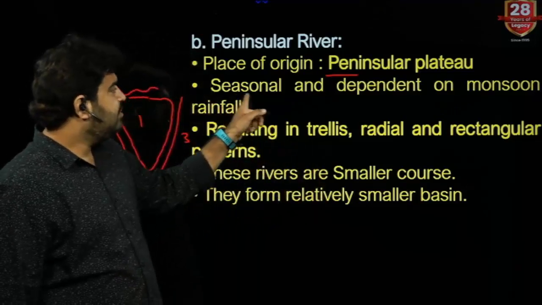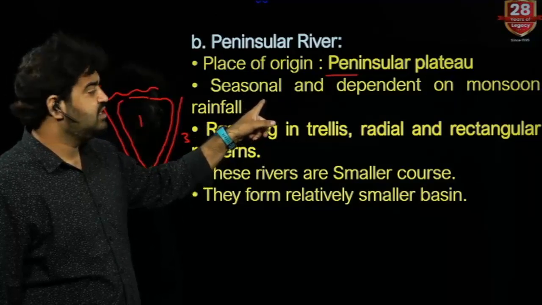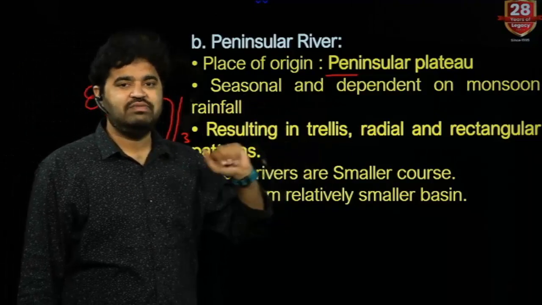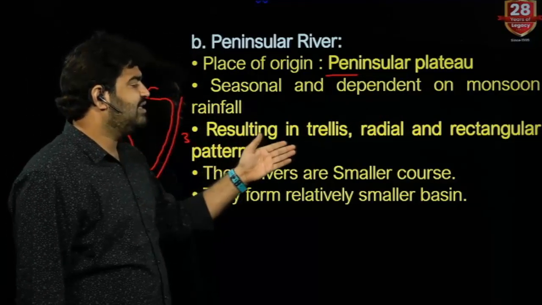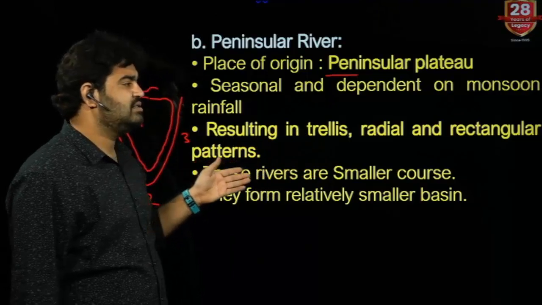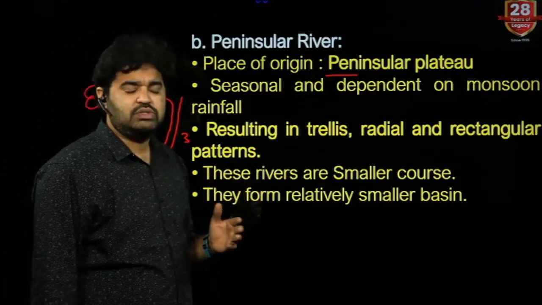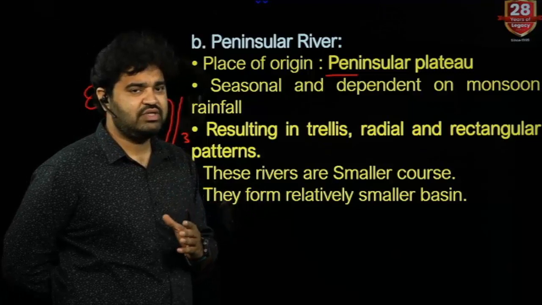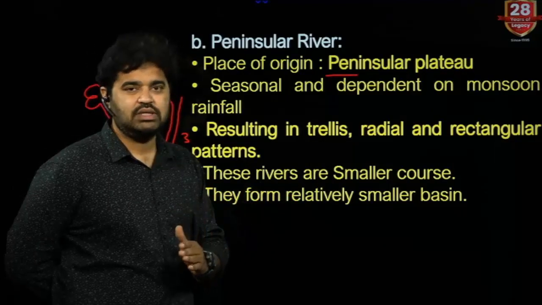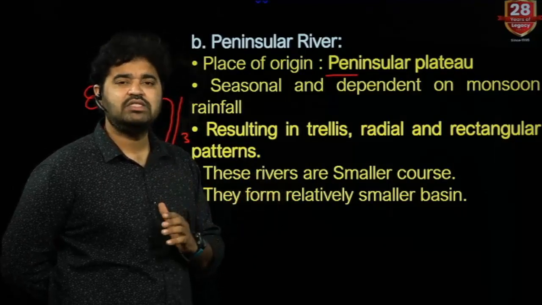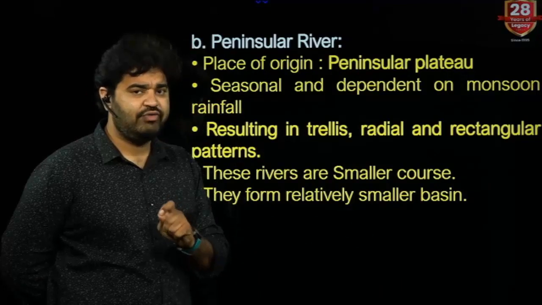So peninsular rivers are seasonal. During the rainy season, these rivers can flourish. In the absence of rains, these rivers may dry up or we can experience low water levels. These rivers are completely dependent on monsoon rainfall. They result in trellis, radial and rectangular patterns, which were already discussed. These rivers have a smaller course. When you compare Himalayan rivers with peninsular rivers, peninsular rivers have a very small course. They form relatively smaller basins. What is the meaning of basin? Catchment area of a river.